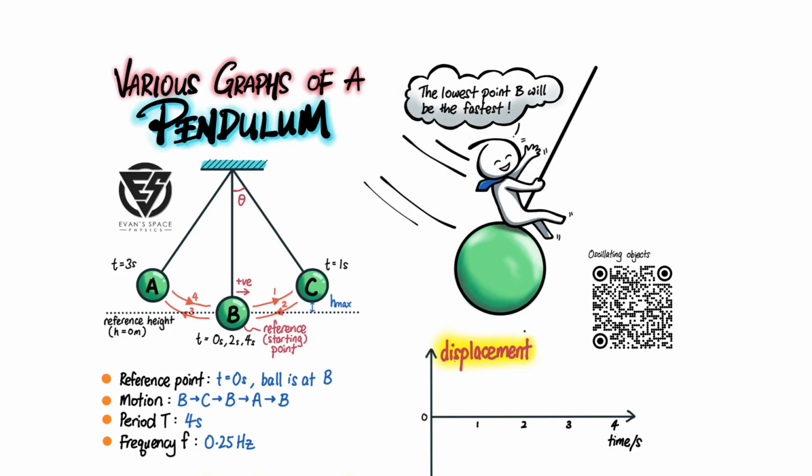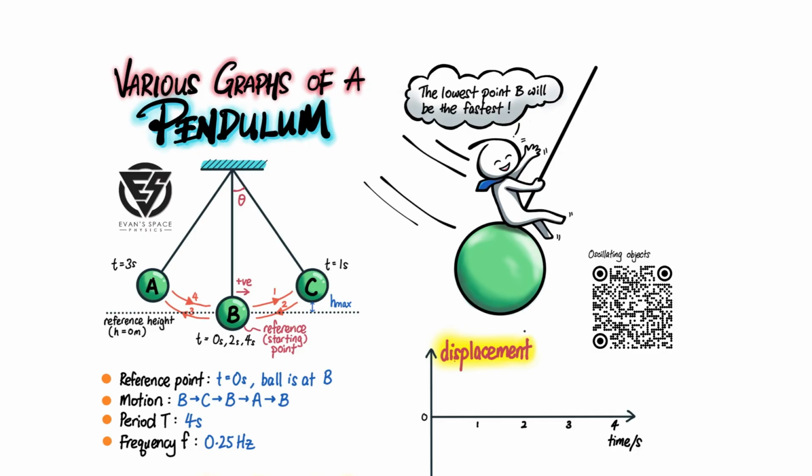And let's take the reference point, the starting point at time equals 0, when the ball is at B. So you move to the right, come back to B. That's not a complete oscillation. It has to go to A and then come back to B. Then that's one complete oscillation. And let's assume, for easy reference, the period is 4 seconds. So each section is 1 second, 2 seconds, 3 seconds, and 4 seconds. That means the frequency is 0.25 Hertz.